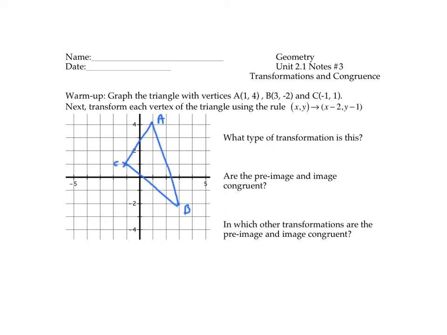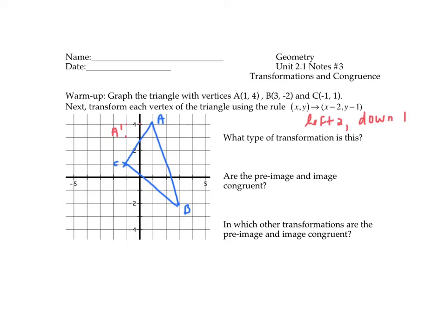Next, transform each vertex of the triangle using the rule, which maps every point x, y to a new point by doing x minus 2 and y minus 1. Remember that x minus 2 will shift every point to the left 2 units, and y minus 1 shifts every point down 1. So take point A and shift to the left 2, 1, 2, and then down 1. So A prime will be right there, and it has coordinates -1, 3.